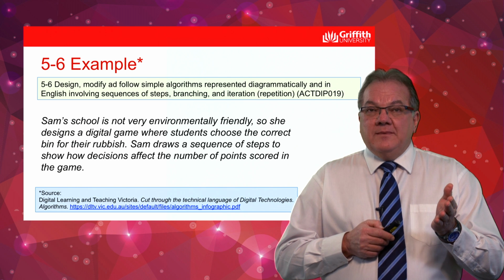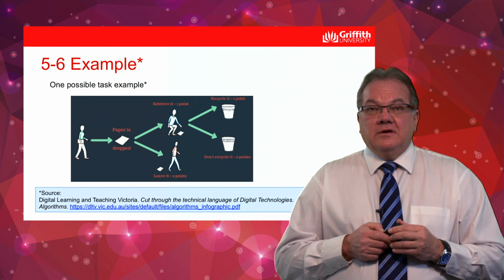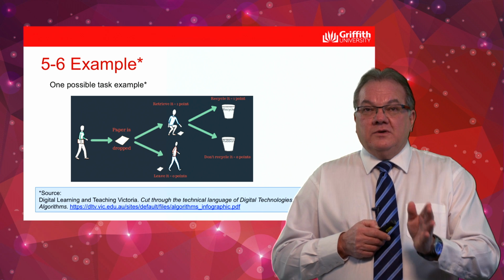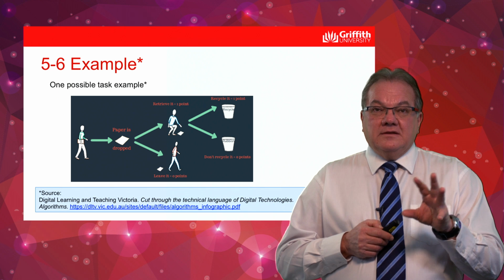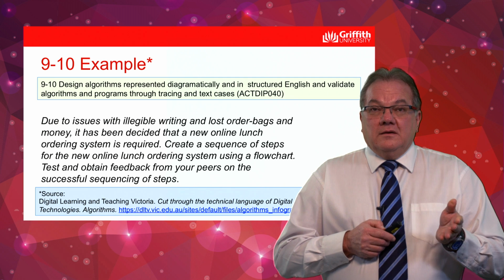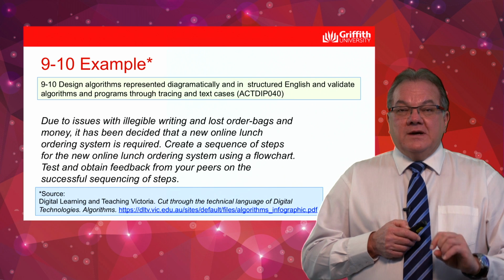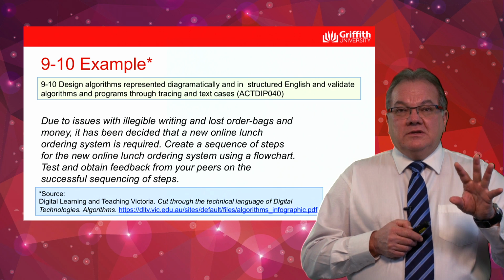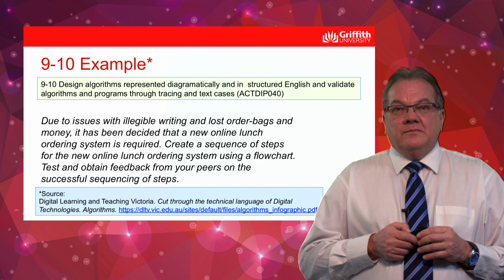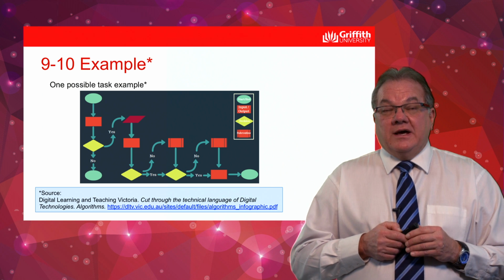Similarly, there's a 5-6 example, which you can read more fully by pausing. Again, compare the increasing sophistication against the sequence of content for F to 10. There's a 7-8 example provided in that infographic, and I've provided the URL. I've jumped across to the 9-10 example to allow everybody to see how that increasing sophistication might play out by year 9-10. And there's a possible task example.